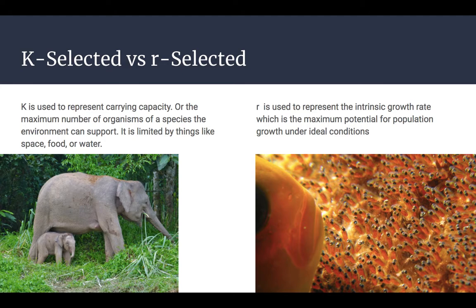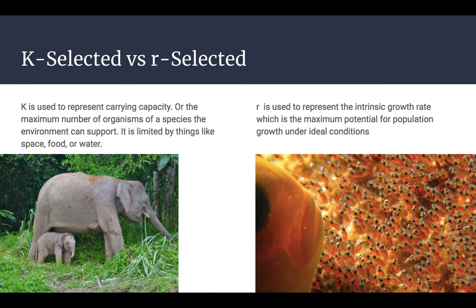R represents something known as intrinsic growth rate, meaning in an ideal condition, how quickly could a species grow? These graphs are often exponential because as the species starts to grow, they reproduce even faster and faster, and the numbers shoot up. R-selected species reproduce very, very quickly, so their numbers shoot up exponentially. So the fish here is an example of an R-selected species.